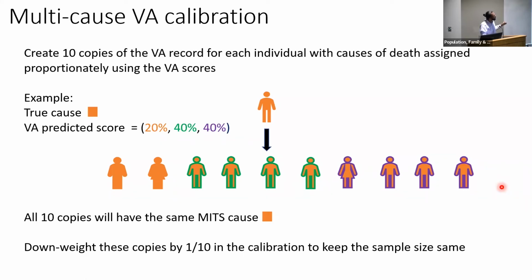So we create 10 copies of that record, and then for each of them, we do a single cause analysis. And since we're artificially inflating the sample size by 10, we downweight each of the records in our model by 1/10. So that's how we can adjust for a probabilistic VA prediction by simply using a weighted likelihood.